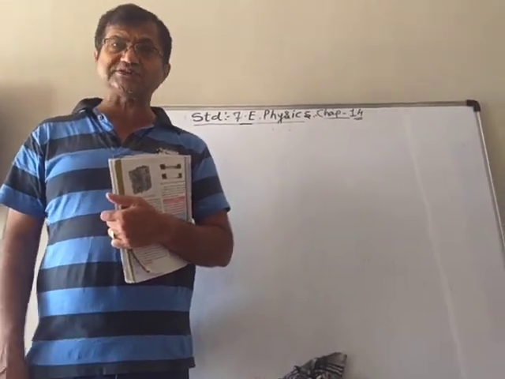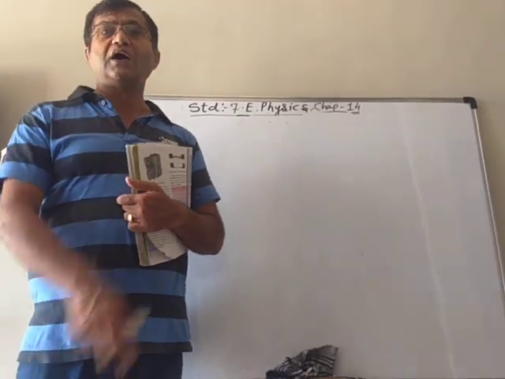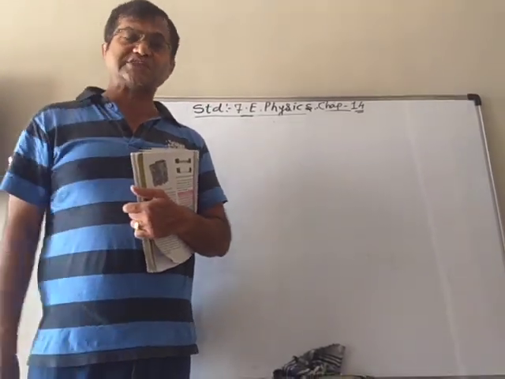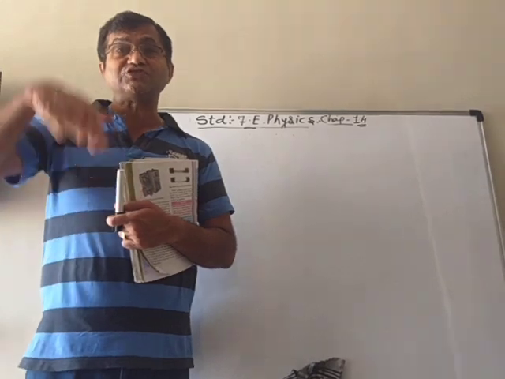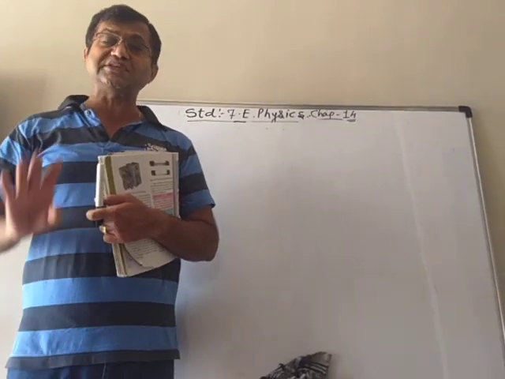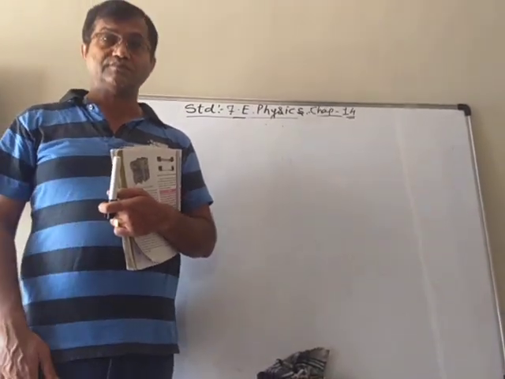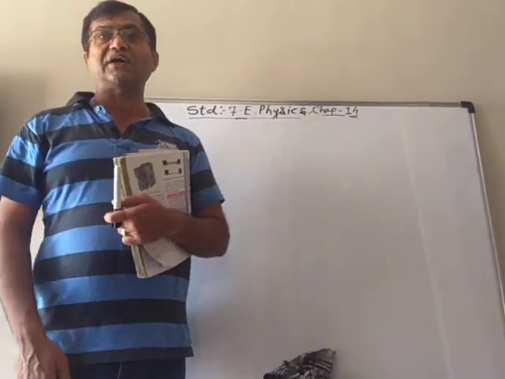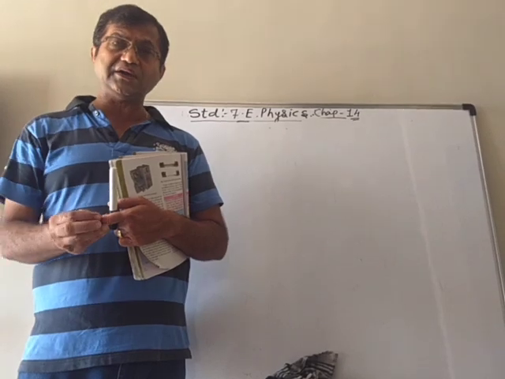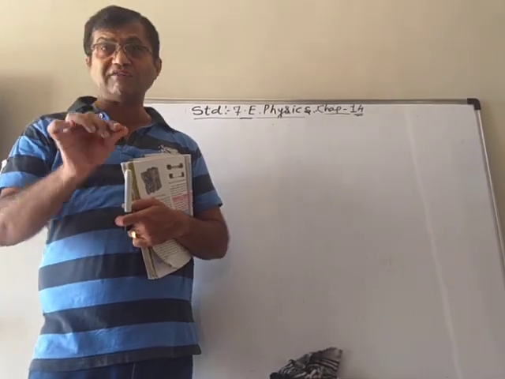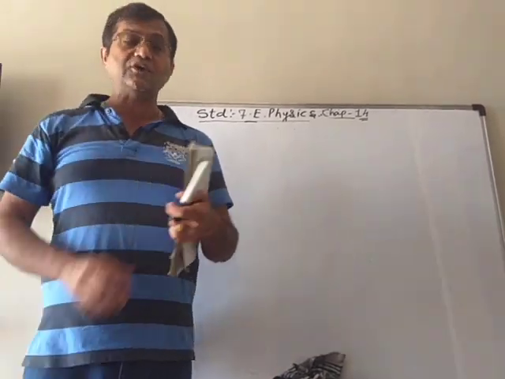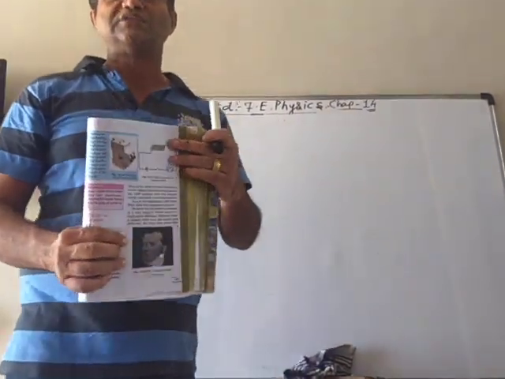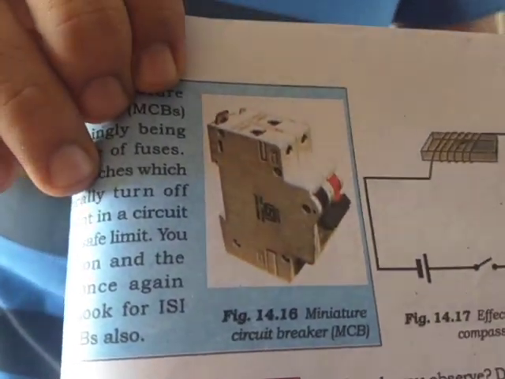But in the MCBs, what happens? If the current is more than its capacity, these switches trip themselves, meaning they switch off by themselves. And then we have to switch it on again when everything is alright. If it is not alright, then again when we switch it on, it will drop down by itself. These types of switches are known as MCBs.